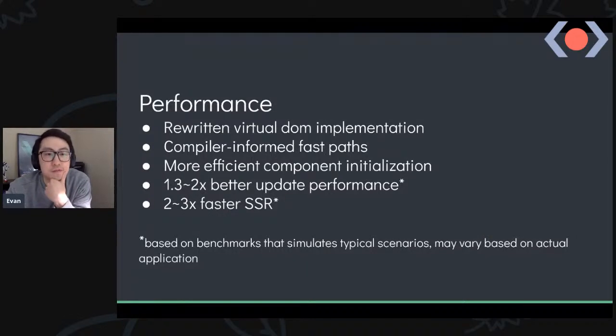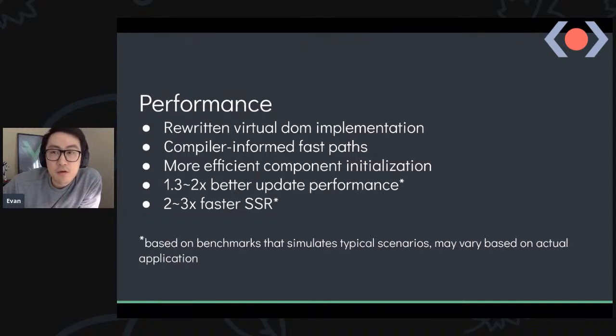First is performance. I've talked about how we reworked the internals of the rendering mechanism in Vue 3 in a few talks. If you're interested, you can look up my talks from either Vue Amsterdam or VueConf US, where I touched upon this a bit. So I'm not going to dig too deep into that here. But the general idea is we rewrote the virtual DOM implementation from the ground up. That itself brings some improvements, but the biggest improvement comes from the compiler-informed fast paths.